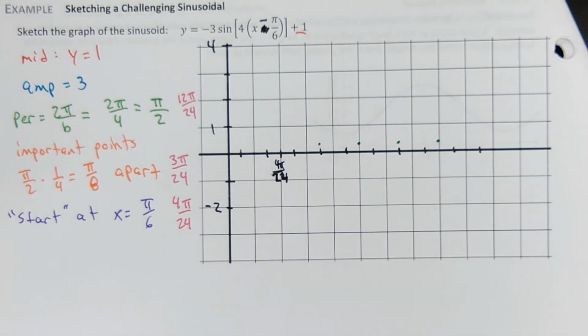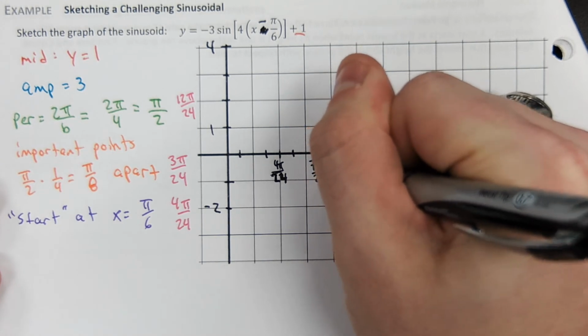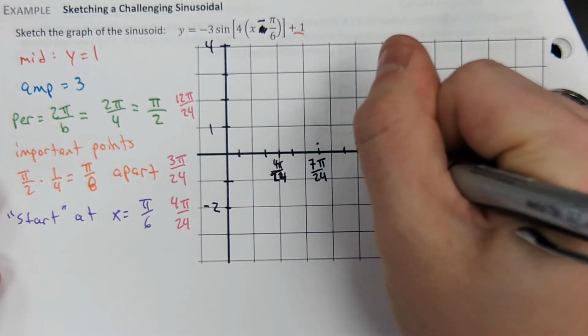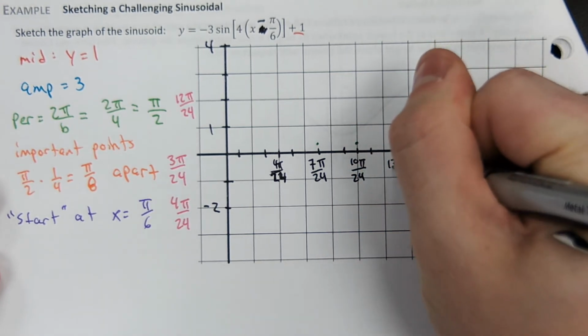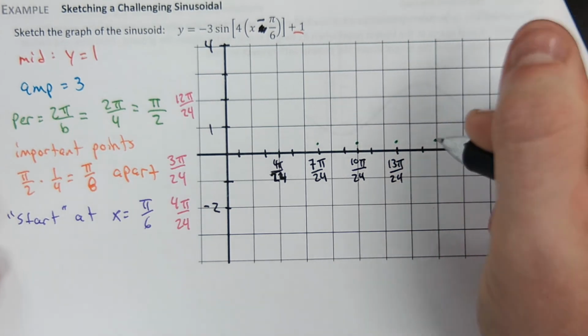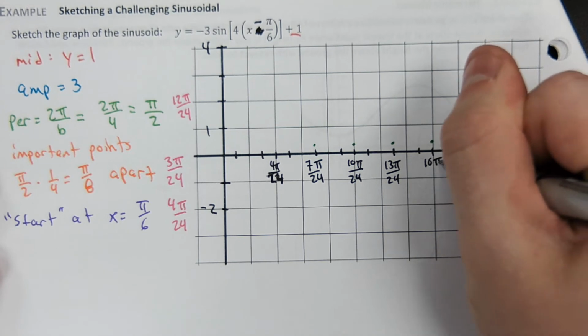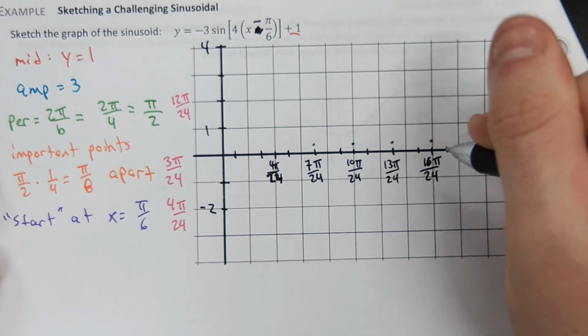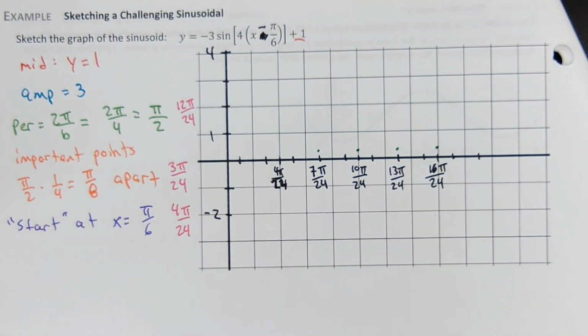So those are the only places I actually need to mark with values. So 4 pi over 24, 7 pi over 24 because we're adding 3, 10 pi over 24, 13 pi over 24, and then 16 pi over 24. And you will see that 16 minus 4 is the 12 pi over 24s that I needed. Alrighty. Midline is at positive 1.